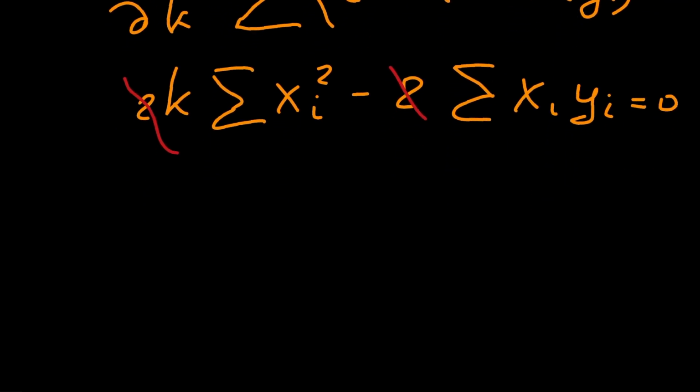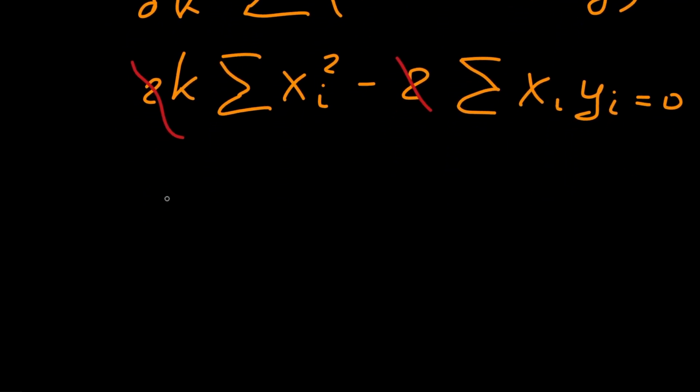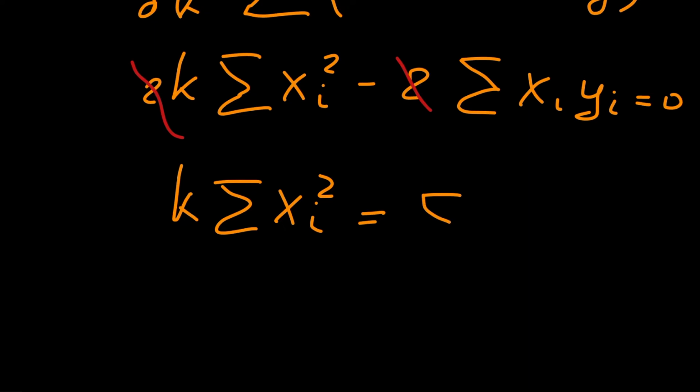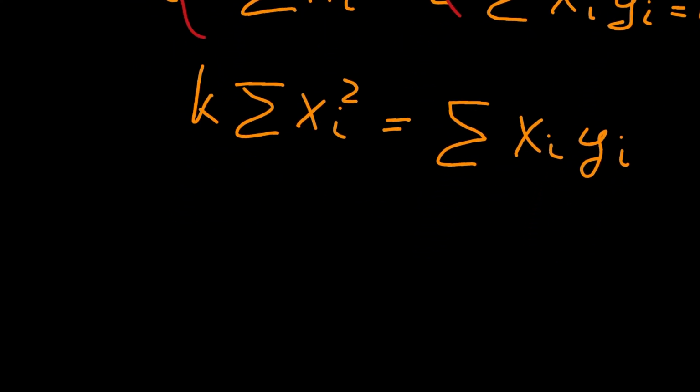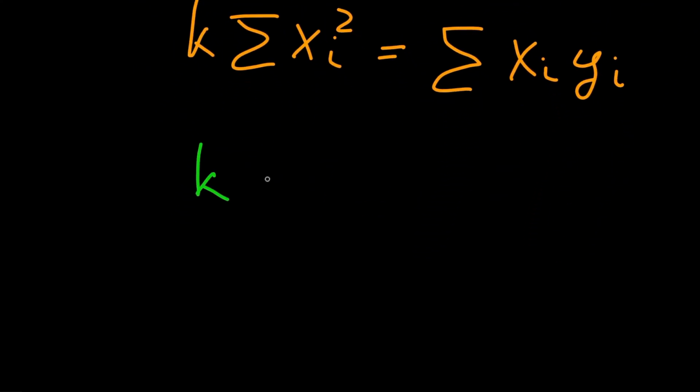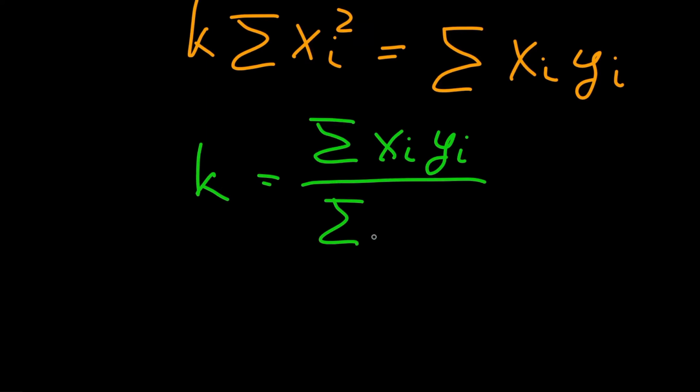So we can cancel 2, and once again, k times the sum of x squared equals the sum of xy. And now we can derive k from this equation. So k equals the sum of xy divided by the sum of x squared.